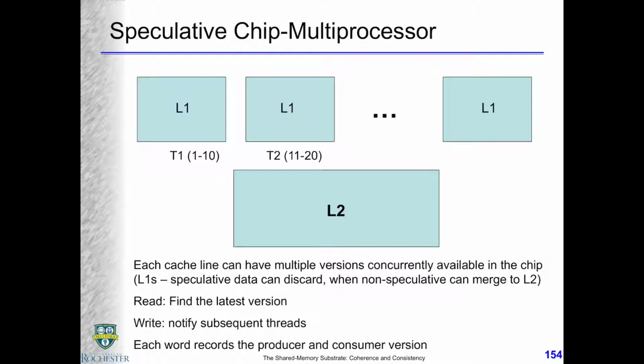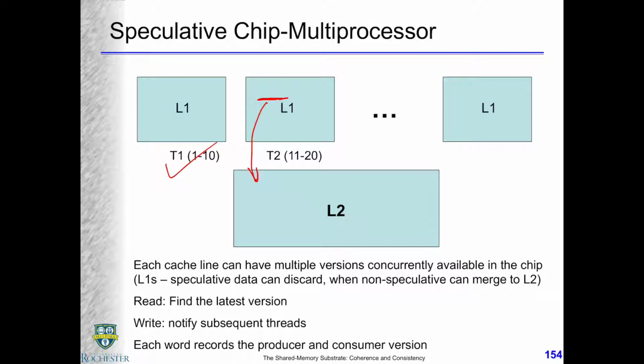Okay, so now what do you do? You have all these L1s, you have an L2. That's sort of the shared global thing. Each line now has multiple versions available in the chip, because if I write to a memory location, I can write in my cache, and then I can read from my cache line. That's perfectly fine. I cannot write it to the globally shared L2 because I may be speculative. I can do this if this guy is completely done.